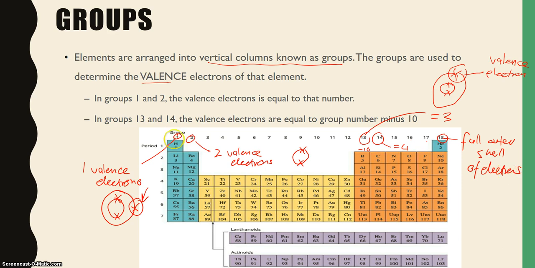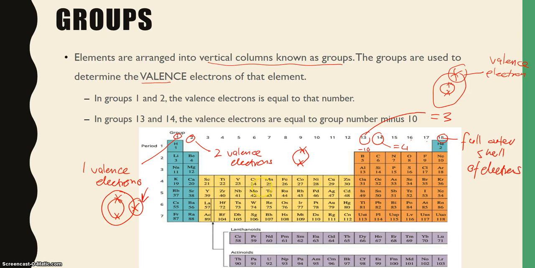As you move down, you still have the same number of valence electrons in the outermost shell, but the total number of electrons is different. So you have 3 electrons, 11 electrons, 19 electrons. The number of electrons is different, the atomic number is different over here. However, the valence electrons remain the same. These all have 1 valence electron, these all have 2, these all have 3, 4, 5, 6, 7, 8.